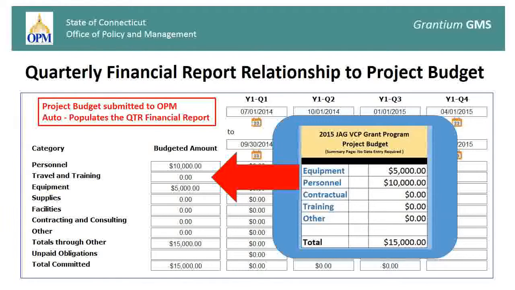Quarterly financial report relationship to your budget. There is a direct relationship between the 2015 JAG VCP grant project budget submitted and approved by OPM and the quarterly financial report. All budgeted line items in the 2015 JAG VCP grant project budget appear in the budgeted amount column in the quarterly financial report. Line item expenditures cannot exceed the budgeted amount column in the quarterly financial report.